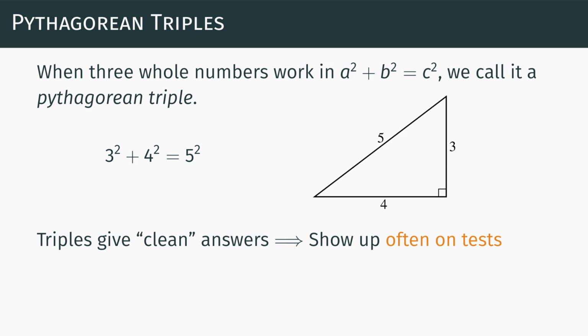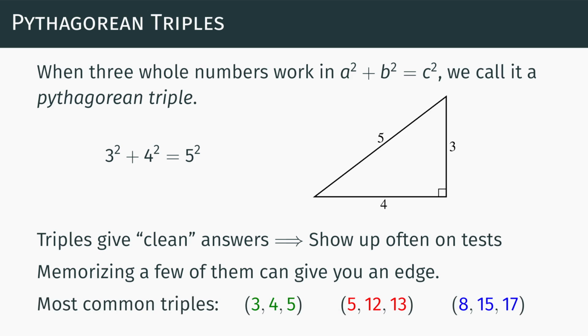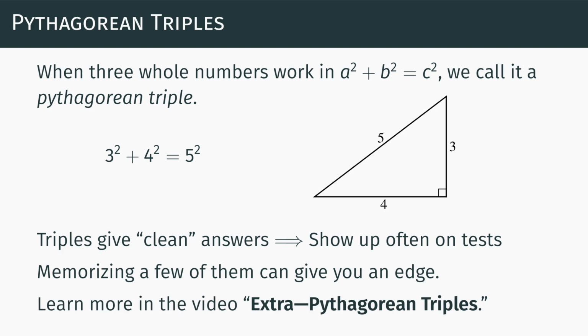These Pythagorean triples are nice round numbers, and so they often show up on tests, especially on standardized tests like the kind that you take for college admissions. So memorizing a few of these Pythagorean triples can help give you an edge when they show up on tests. I'd recommend memorizing the most common triples, which are 3, 4, 5; 5, 12, 13; and 8, 15, 17. Additionally, you can find more information about Pythagorean triples in the extra video, Extra Pythagorean Triples. We go into more detail, talk about more of the triples and how this stuff comes up.